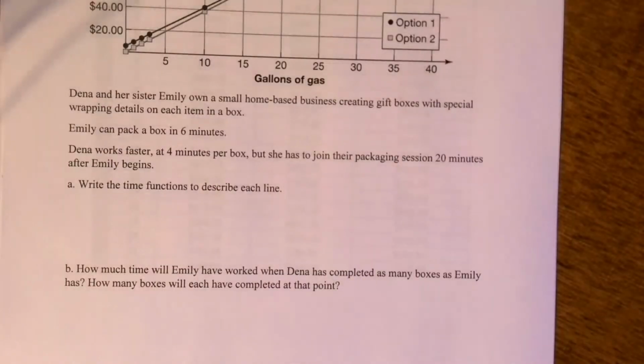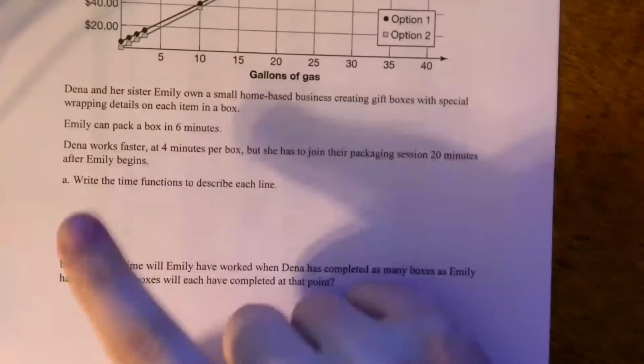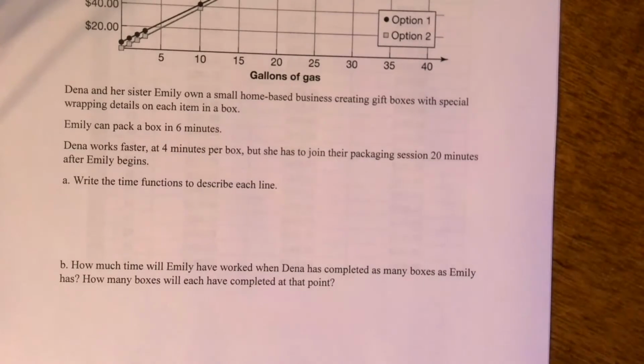So the next problem says, Dana and her sister Emily own a small home-based business creating gift boxes with special wrapping details on each item in a box. So if we look at two different things, so it says Emily can pack a box in 6 minutes, and Dana works faster at 4 boxes per minute, but she joins late. So she joins 20 minutes after the session has already started.